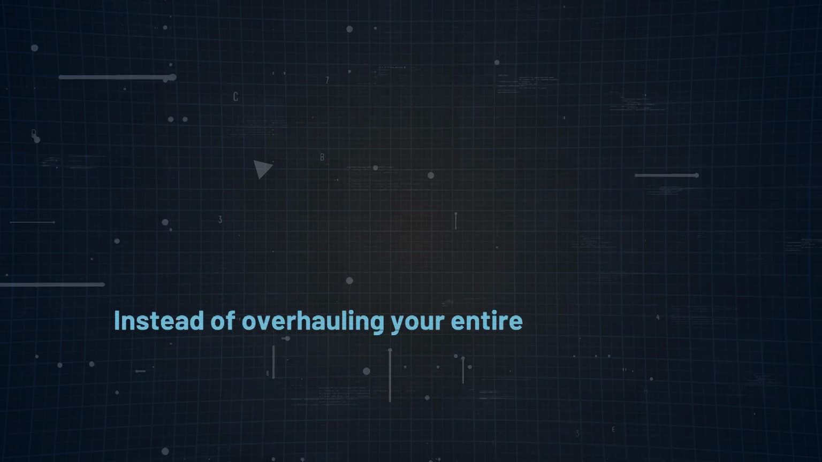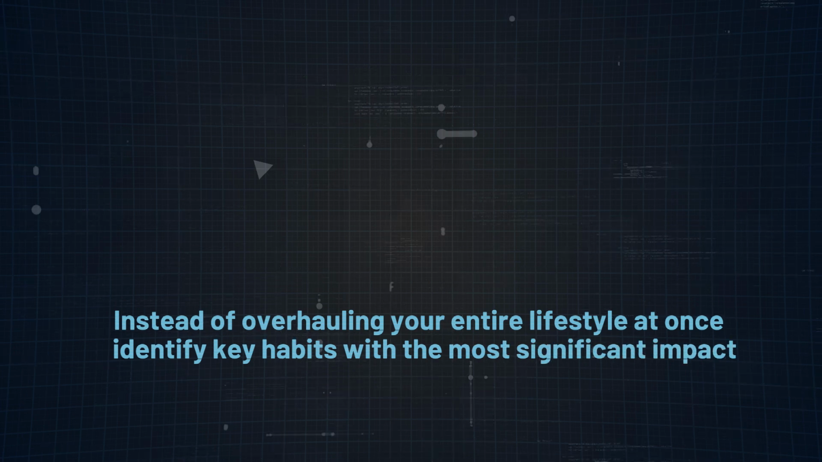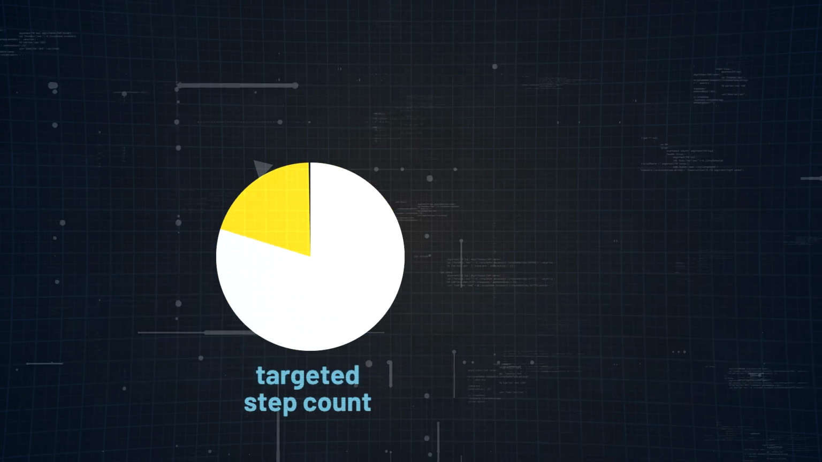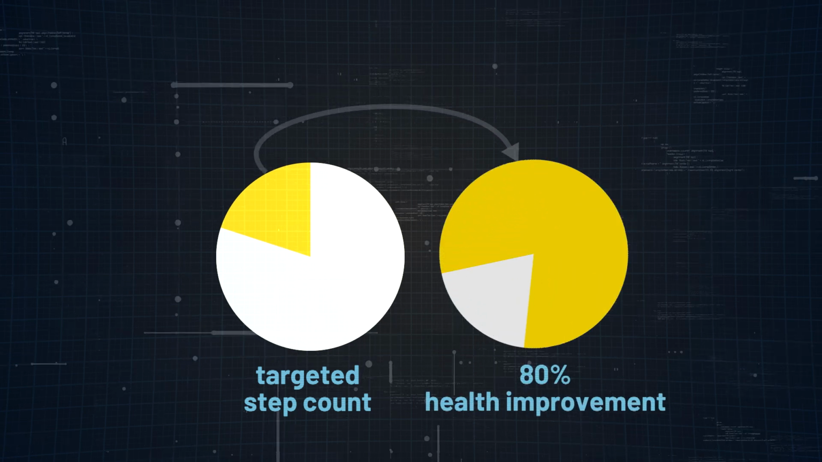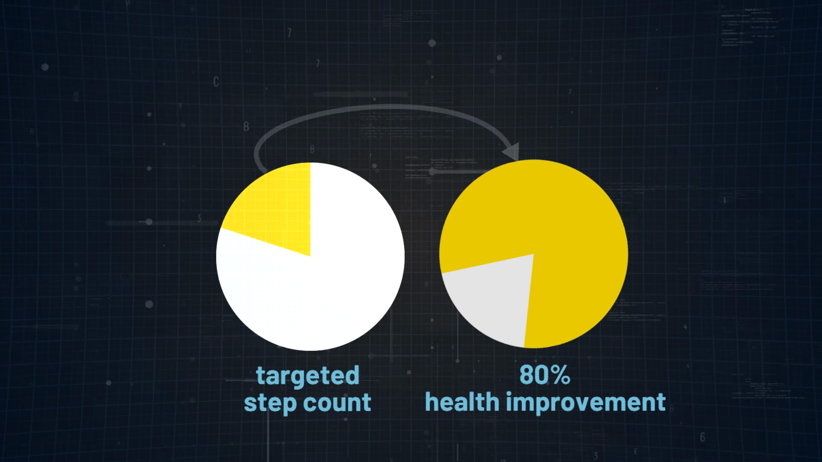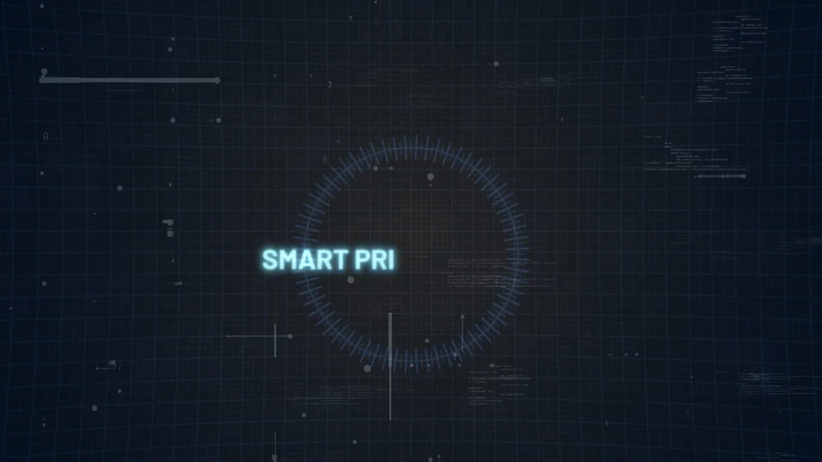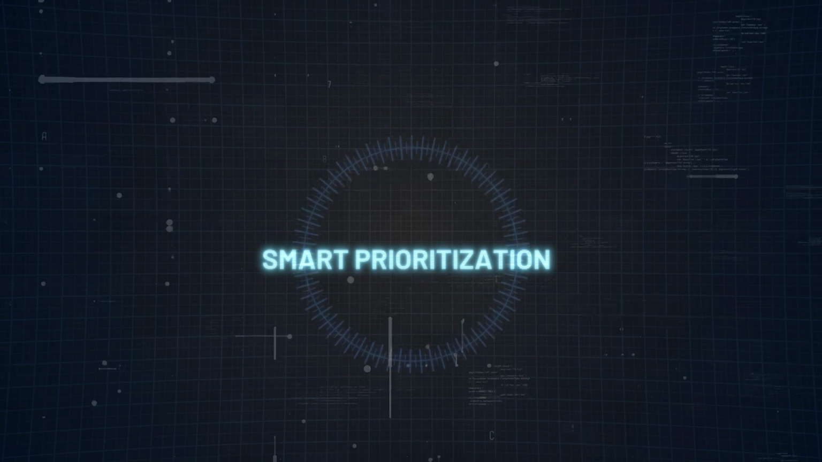The Pareto Principle isn't just limited to tech either. It's incredibly useful in all aspects of life. Imagine you're trying to improve your health and wellness. Instead of overhauling your entire lifestyle all at once, you can focus on the key habits that will have the most significant impact. For instance, you may find that 20% of your activities, like reaching a targeted step count, can attribute to 80% of your health improvement. What's important to remember here is that applying the Pareto Principle means smart prioritization. You have to identify the most impactful areas and focus your efforts there for the maximum payoff.